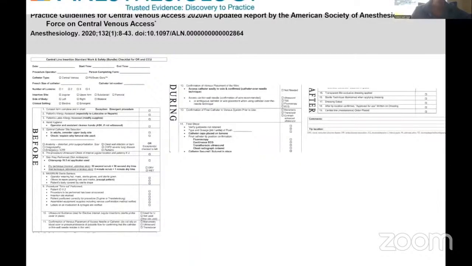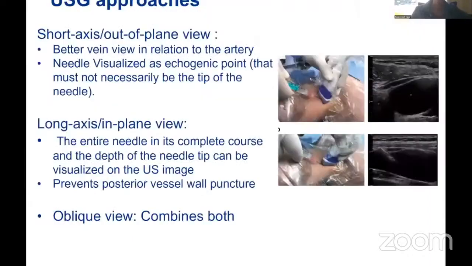Before, during, and after placement of the CVC, multiple practice guidelines have come up, which indicate the checklists. We have two approaches for the ultrasound: short axis and long axis. Short axis provides a better view in relation to the artery, but the needle can be visualized only as an echogenic point, whereas for long axis, the entire needle course can be seen and it prevents puncture of the posterior vessel wall. Both have their own advantages and disadvantages.